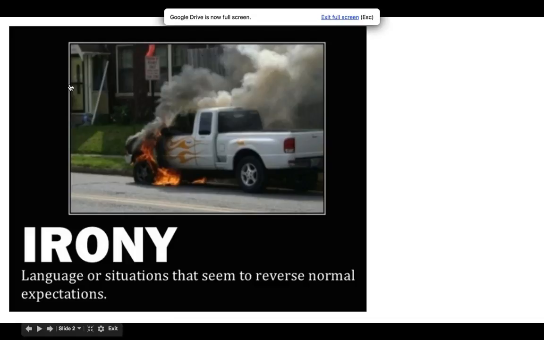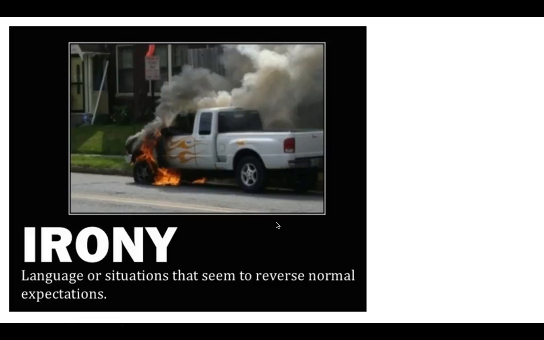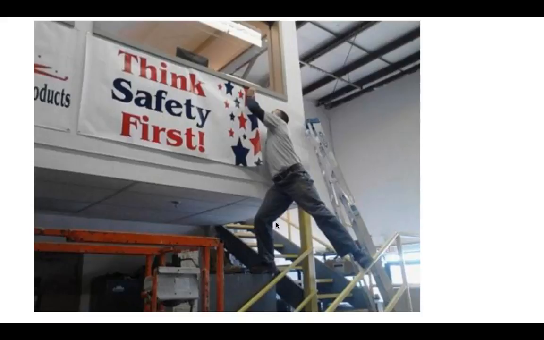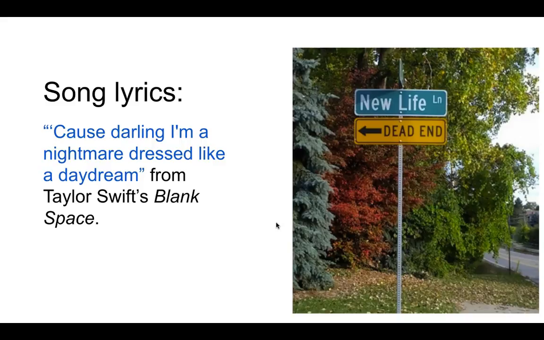Okay, here we go. So here's the first one, irony. And you can see that it's a pickup truck with the flames right there. And so I asked the students to identify what's ironic. So here is a definition here as well, language or situations that seem to reverse normal expectations. Here's another example I asked the students to think about. Song lyrics. And at the time, Taylor Swift's Blank Space was pretty popular. So we talked about that one because, darling, I'm a nightmare dressed like a daydream.